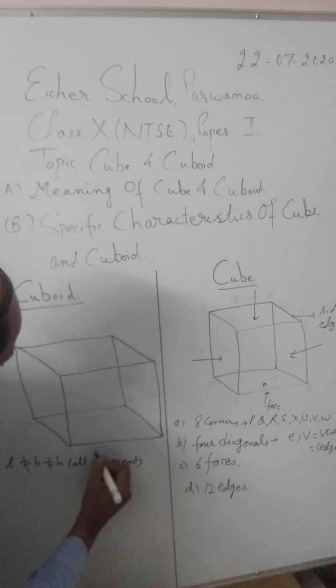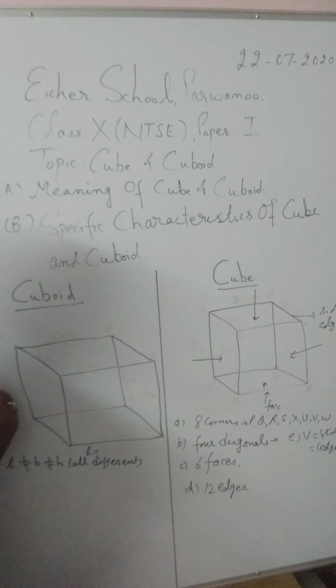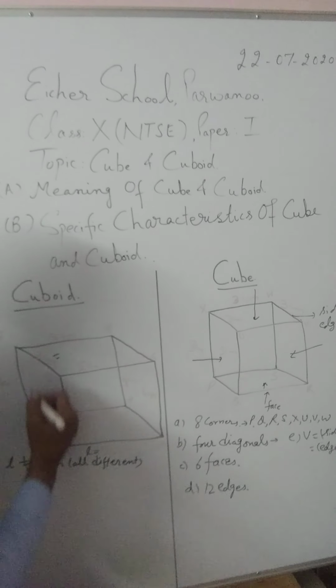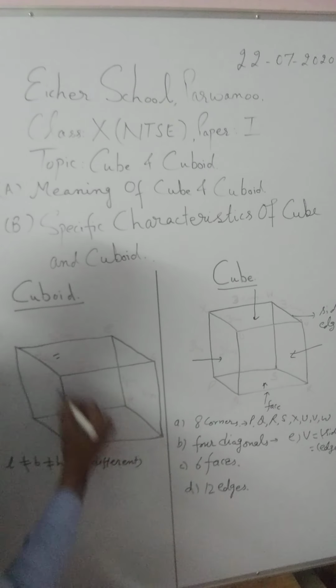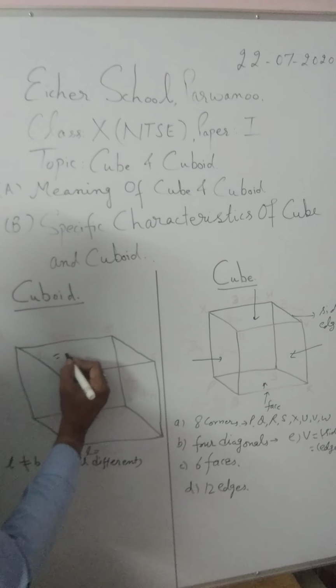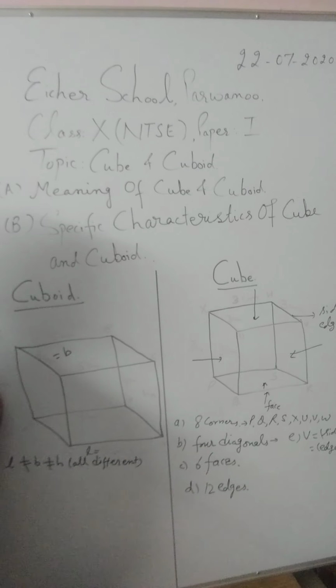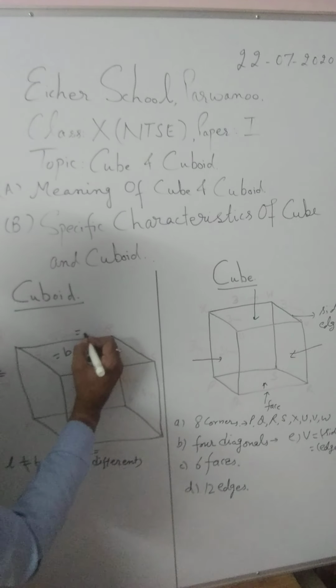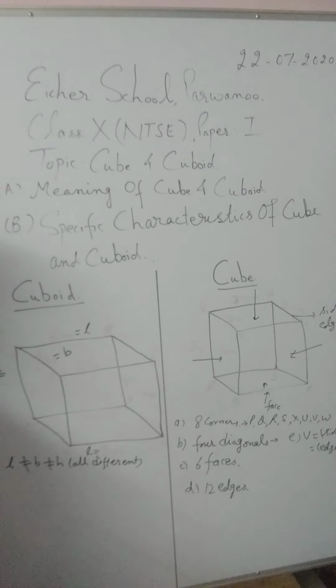If we see in this diagram, length, breadth and height, these are different. This is our length, this is our breadth, and this is our height. So length, breadth and height are different in the case of a cuboid.